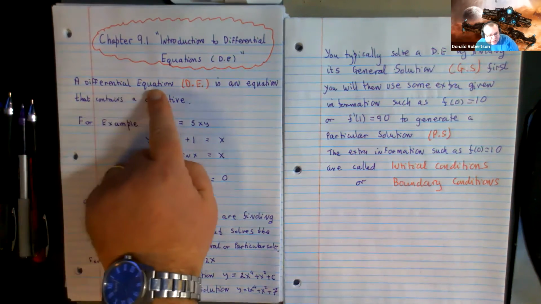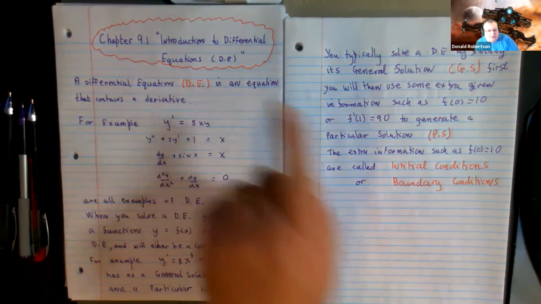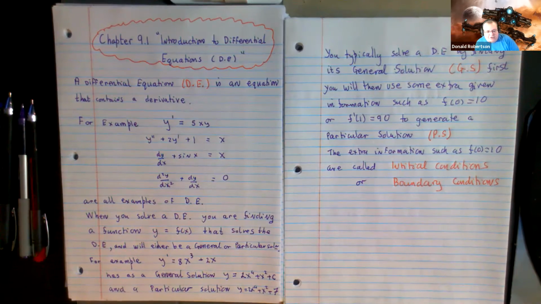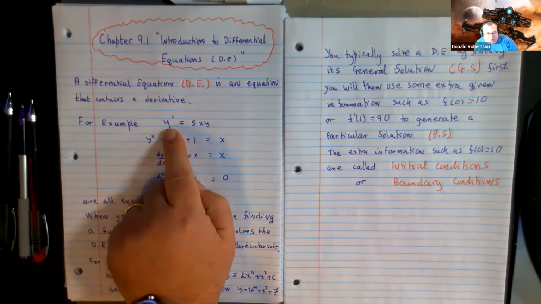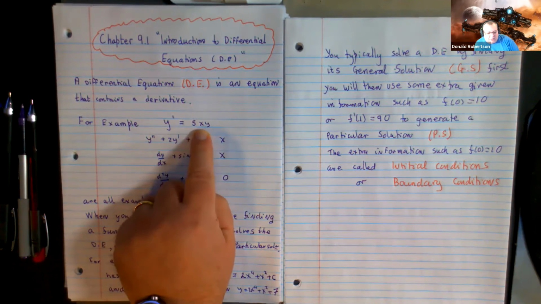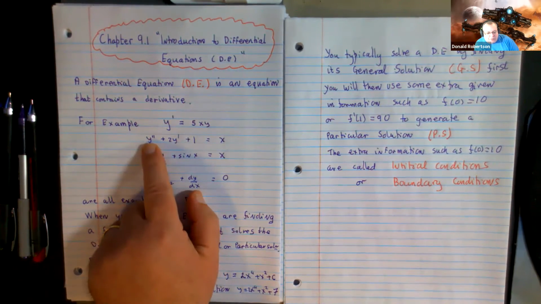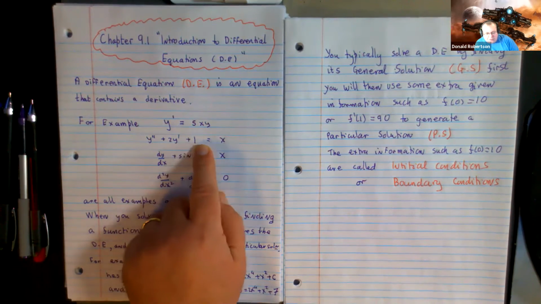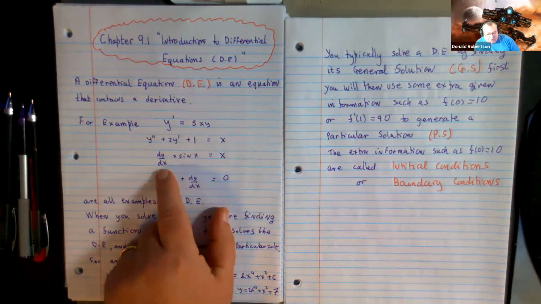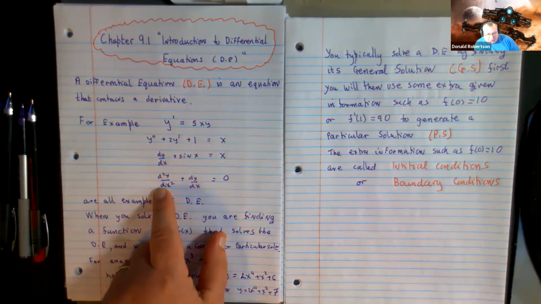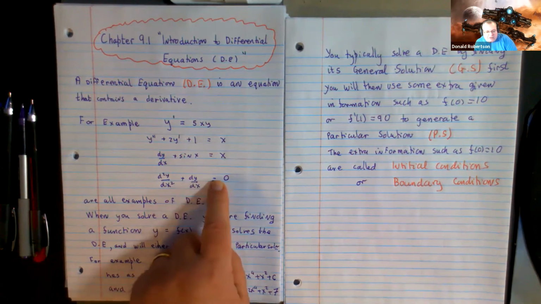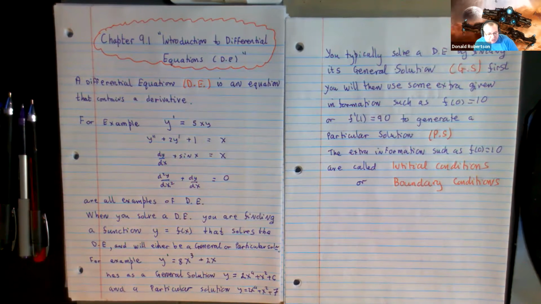So a differential equation, everybody calls them DEs or diff-eqs, is an equation that contains a derivative. Duh, that's pretty easy. Here are some examples of differential equations. y' , the first derivative, is 5xy. The second derivative plus 2 times the first derivative plus 1 is equal to x. dy/dx, which is just another notation for y', plus a sine equals x. And the second derivative plus the first derivative is equal to 0. These are all examples of differential equations.